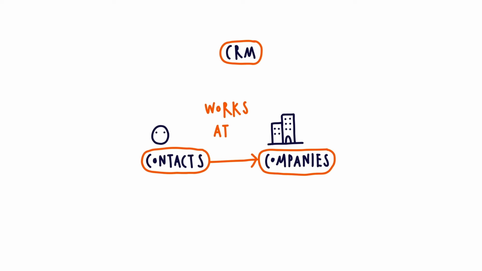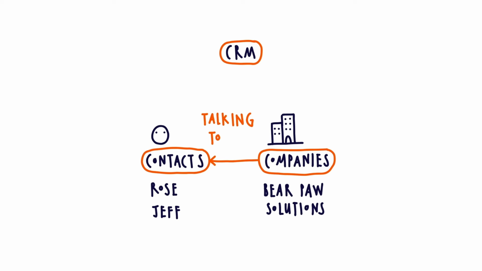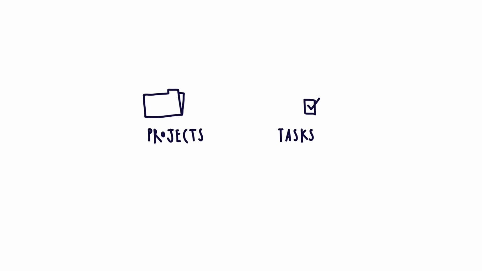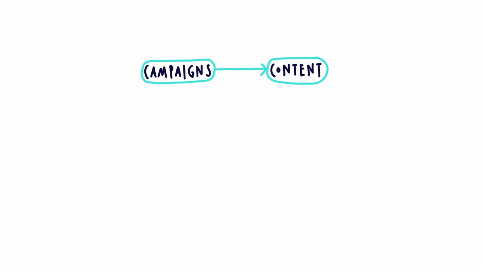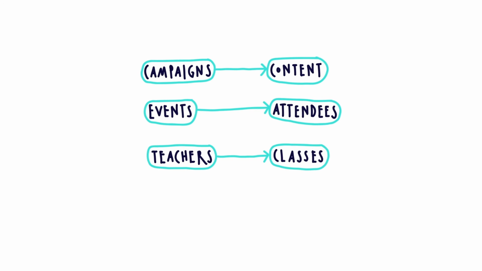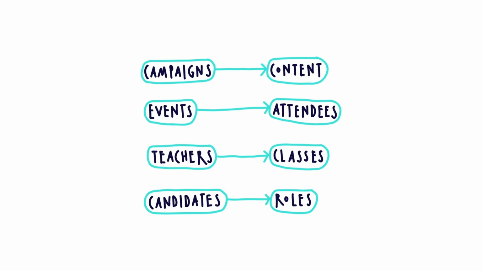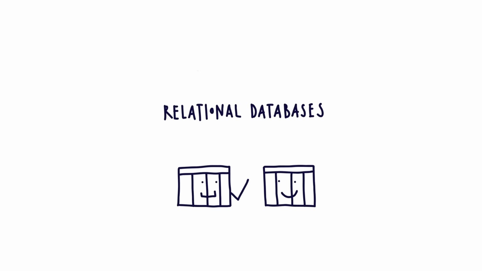In our example, every contact is related to a company, and every company is connected to one or more contacts. Another example, projects and tasks. A project has many tasks, and every task is related to one project only. Once you start thinking in terms of relationships, you see them everywhere. Campaigns and content, events and attendees, teachers, classes and students, candidates and roles. They're truly, truly everywhere.